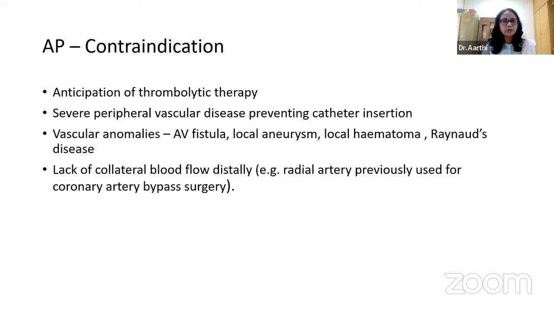So with respect to arterial blood pressure monitoring, the contraindications are anticipated thrombolytic therapy, patients with severe peripheral vascular disease preventing catheter insertion, vascular anomalies like local aneurysms or hematomas, and lack of collateral blood flow. For example, when the radial artery has been used for a previous coronary artery bypass grafting.